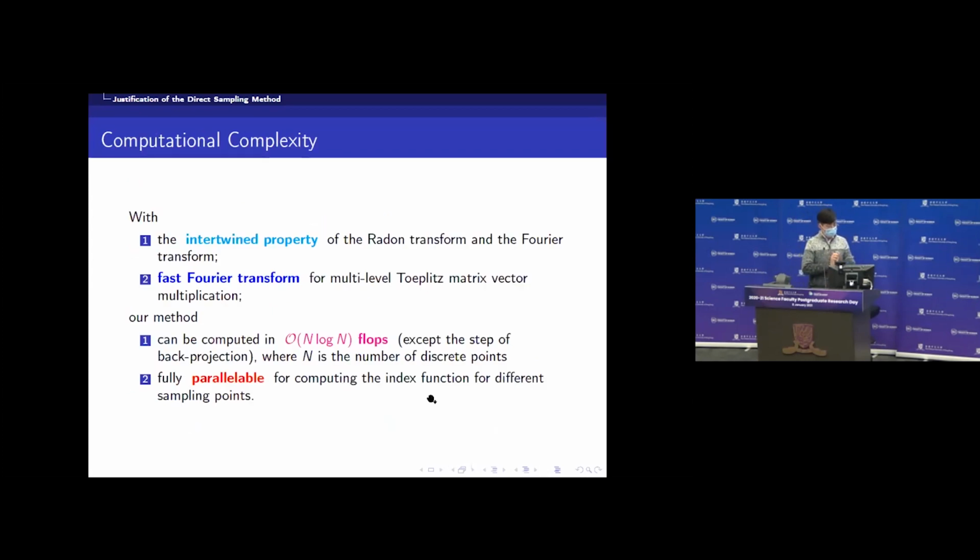So from the perspective of computation, our method is actually very fast. It takes O(n log n) flops. It's the fastest method that we can see in real applications, and it's also fully parallelizable. This is very important because we can evaluate our reconstruction result for different points independently.